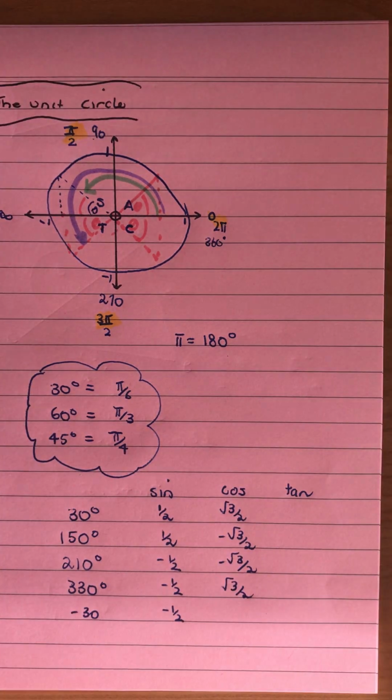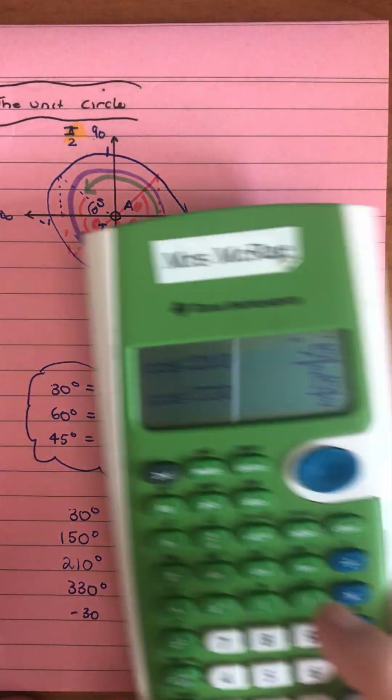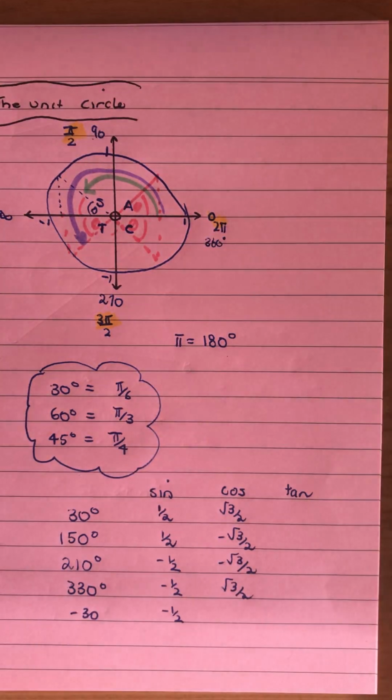We could also do that with tan, and we would see the same pattern occurring there. So I'll let you have a look at that one yourself. I'll make a couple more videos on the unit circle that you can have a look at as well. And hopefully that helps you along the way with how to use your unit circle.